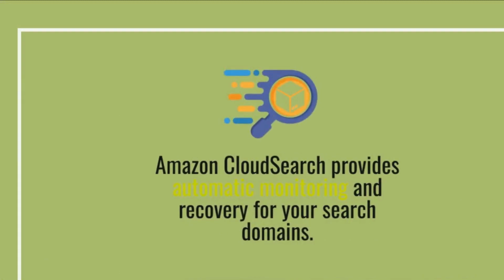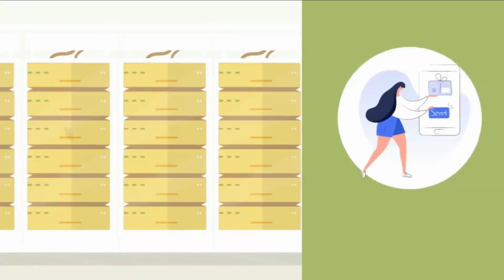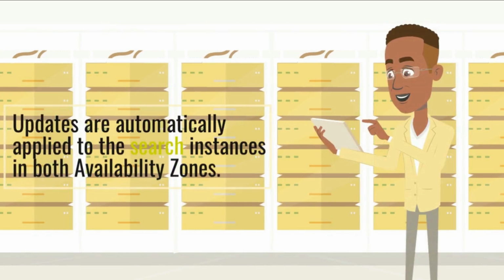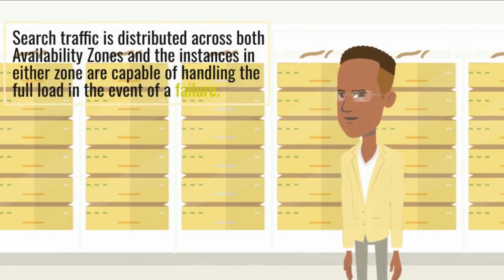Amazon CloudSearch provides automatic monitoring and recovery for your search domains. When Multi-AZ is enabled, Amazon CloudSearch provisions and maintains resources for a search domain in 2 availability zones to ensure high availability. Updates are automatically applied to the search instances in both availability zones. Search traffic is distributed across both availability zones, and the instances in either zone are capable of handling the full load in the event of a failure.